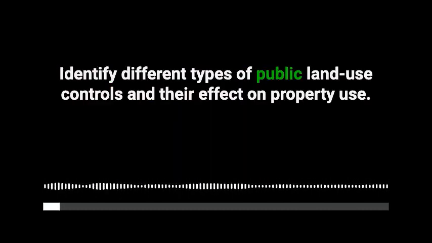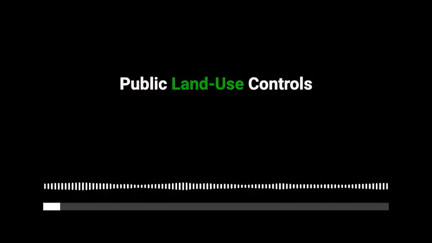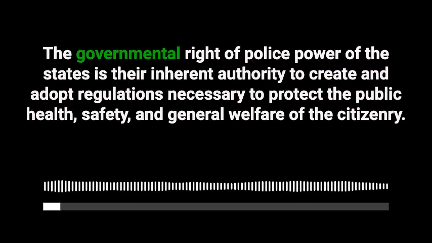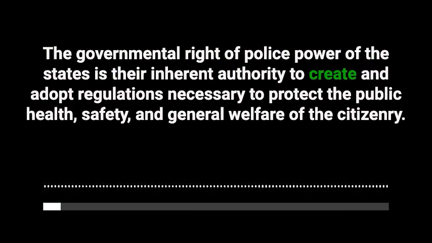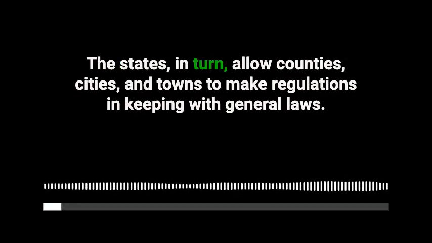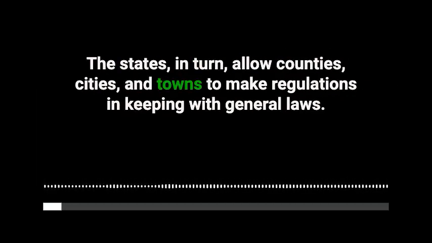Learning objective. Identify different types of public land use controls and their effect on property use. Public land use controls. The governmental right of police power of the states is their inherent authority to create and adopt regulations necessary to protect the public health, safety, and general welfare of the citizenry. The states, in turn, allow counties, cities, and towns to make regulations in keeping with general laws.